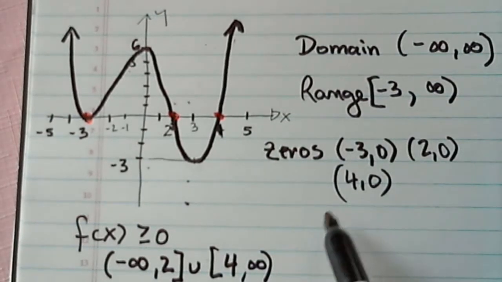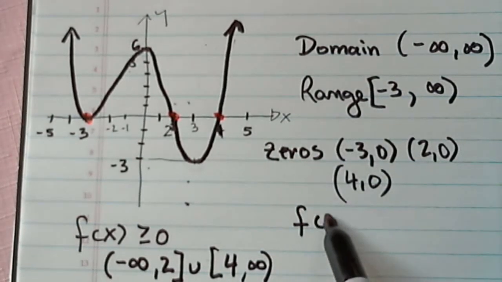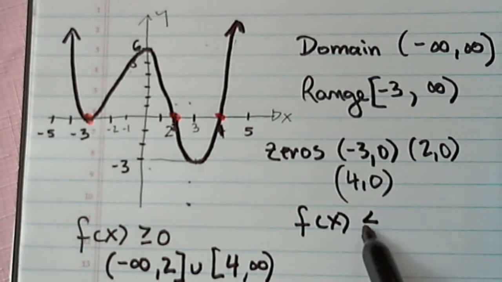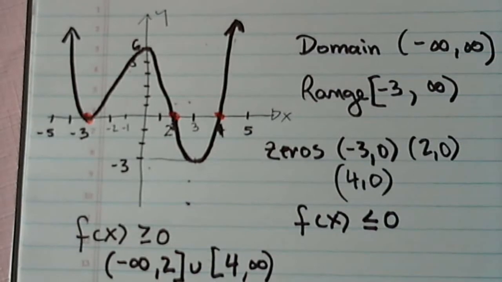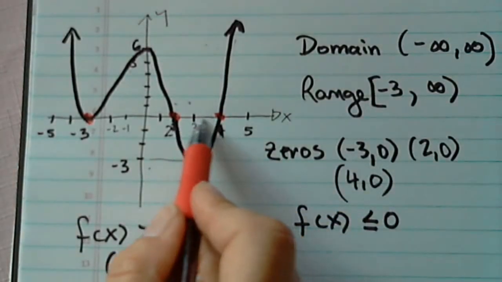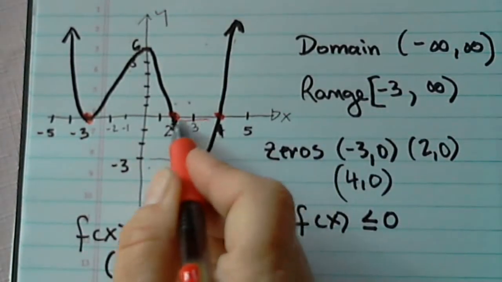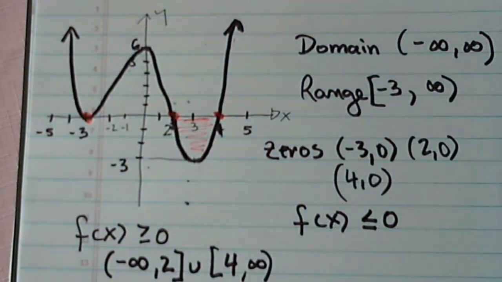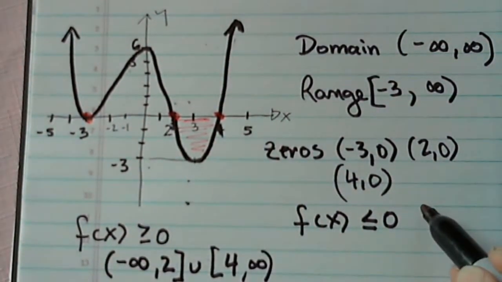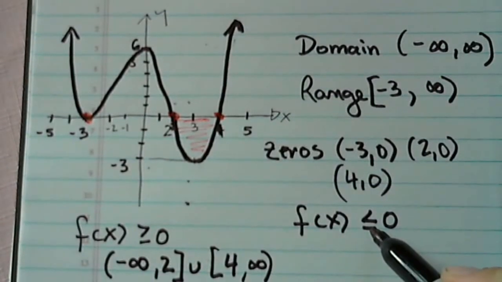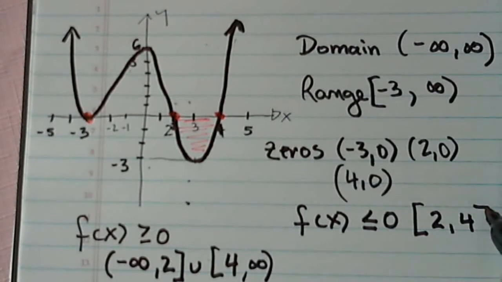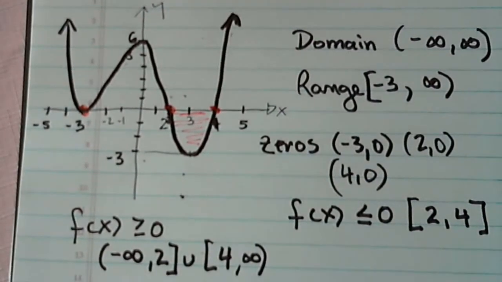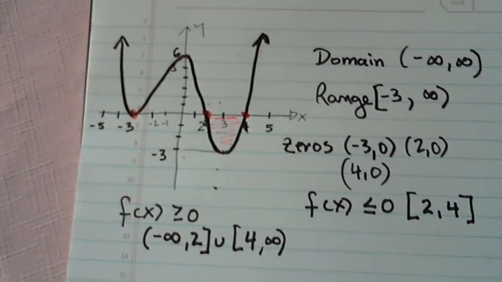Now, next question. Where is this function less or equal to 0? Below the x-axis. Well, where's it below the x-axis? Really only here. Between those 2 points. So the answer would be, since I have an equal here, we call for a bracket, [2, 4]. Okay, what else can we get in the picture? Let me zoom out. Okay, here we go.